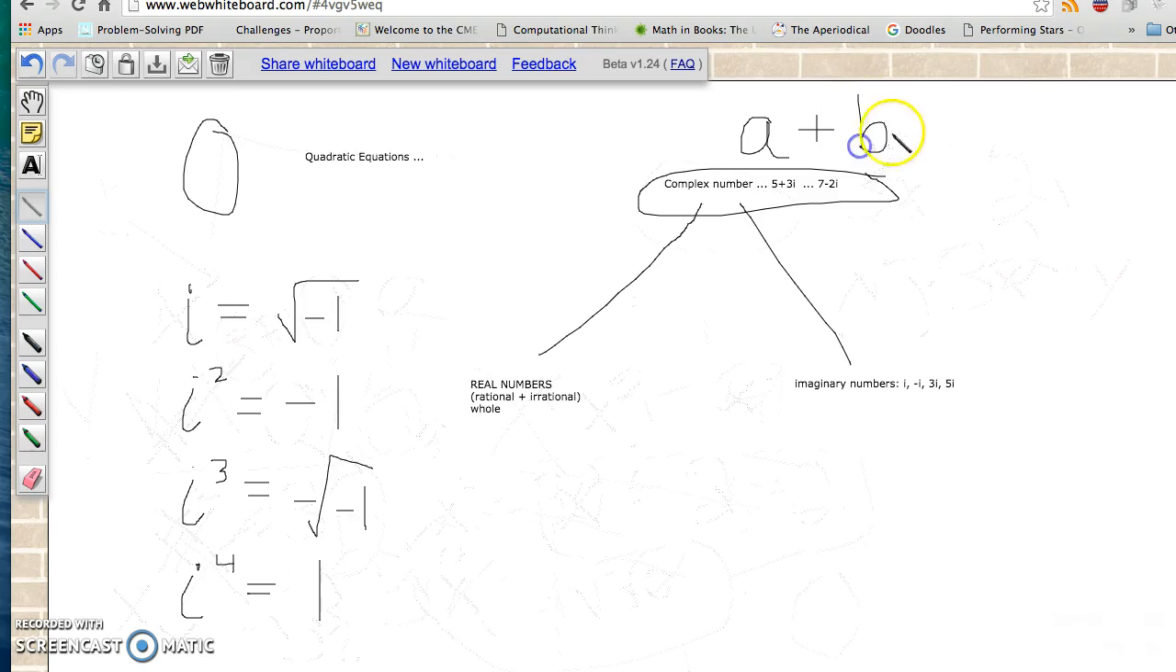And if you're adding them together, it's easy. If I wanted to add 5 plus 3i and 7 minus 2i, I would just add them: 5 plus 7 is 12, and 3i plus -2i is just 1i. So that's how you add them together, okay? And you subtract them the same way, and you get -2 plus 5i, I think.